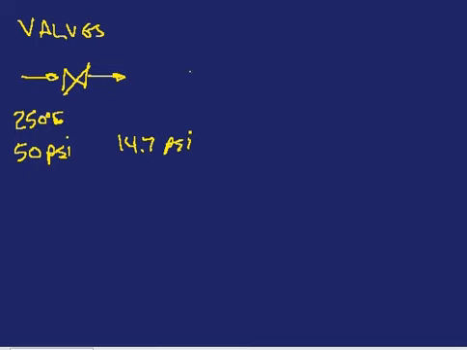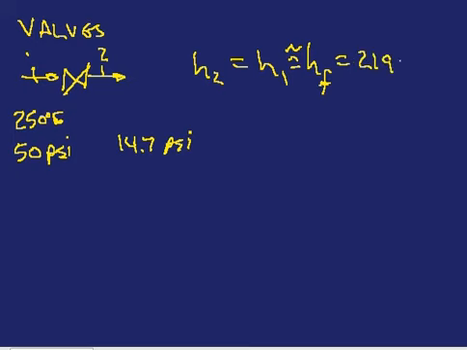Well, you know that H2 or H out equals H1. Let's just call this state 1, call this state 2. And so H2 equals H1, and H1 is approximately equal to HF at 250 degrees, which comes out to about 219 BTUs per pound.